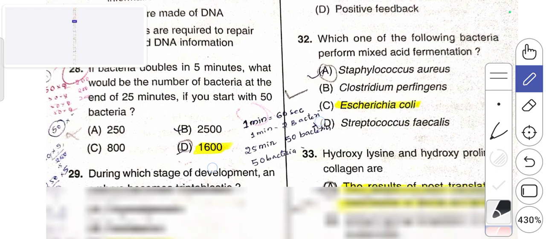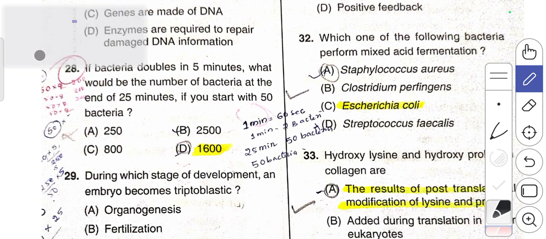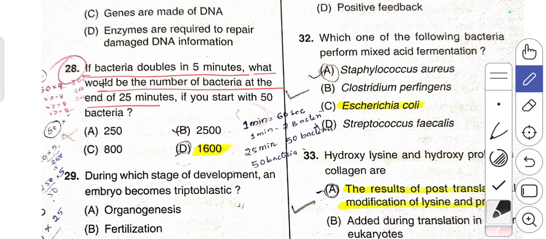Next question, if bacteria double in 5 minutes, what would be the number of bacteria at the end of 25 minutes, if you start with 50 bacteria? So the answer will be 1600. D is the right answer for this question.